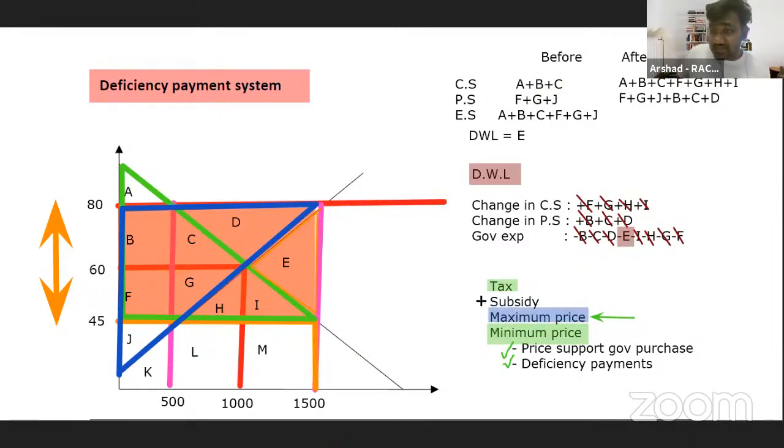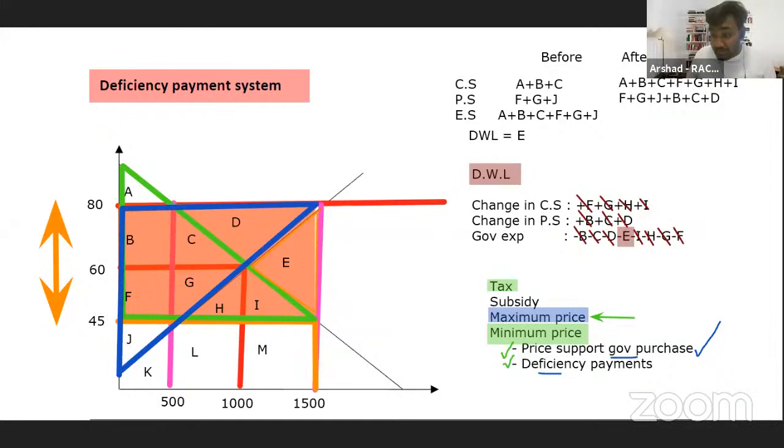And then, okay, another small thing, right? Sometimes when they say minimum price, they might say there is a price support system, but they are not saying whether it's a price support government purchase or a price support deficiency payment. Then which one do you assume it to be? So in that context, guys, if they just say price support and they don't say anything, remember, it's always a price support government purchase, not a deficiency payment.